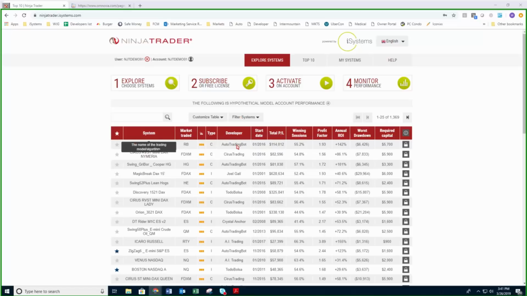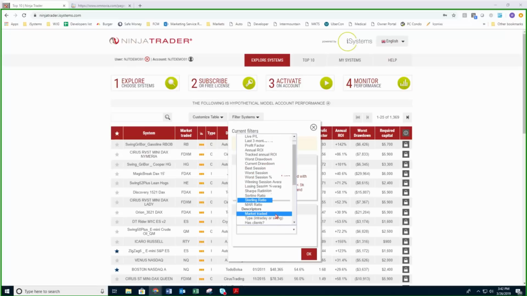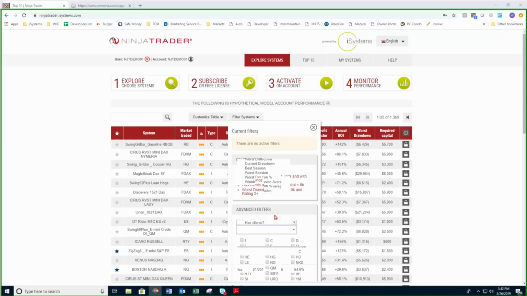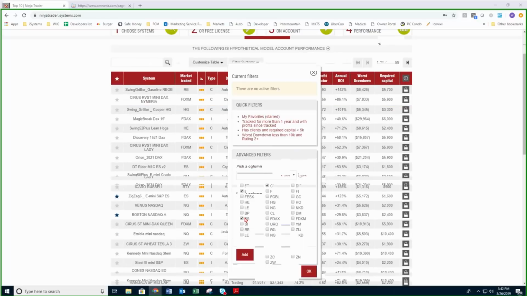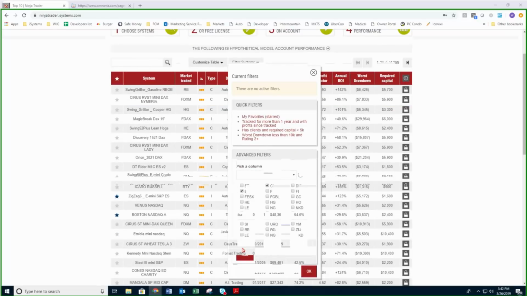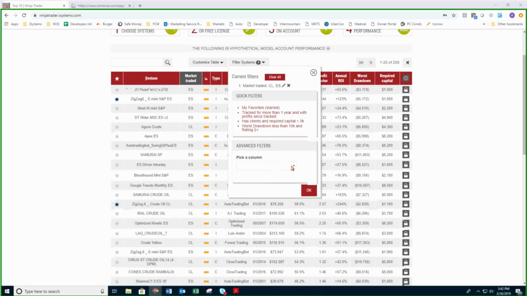With this feature, you could really break down the systems any way you like and you can sort. What's important is the filter system, how to filter them. So here, we've got some standing filters. If you star a system as your favorite, you can sort by your favorites right away. Here, track since inception, has clients, worst drawdown. But more importantly, you can come in here and say, okay, out of the 1,300 systems, I want to look at only the crude oil and E-mini systems. So you can select these two, add it to your filter, and out of the 1,300 systems, I have 259 systems that trade just those two markets.